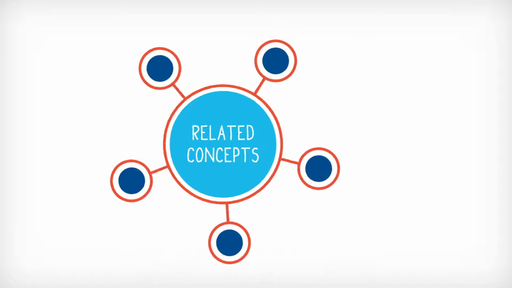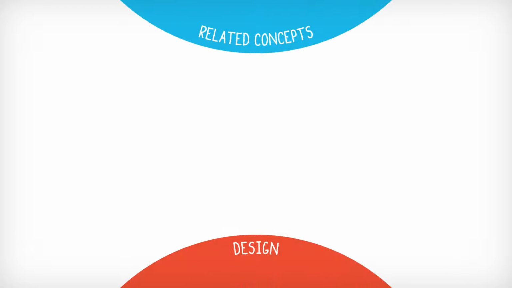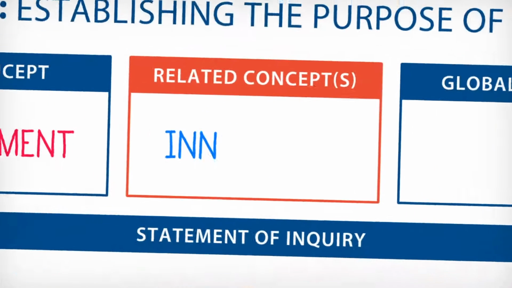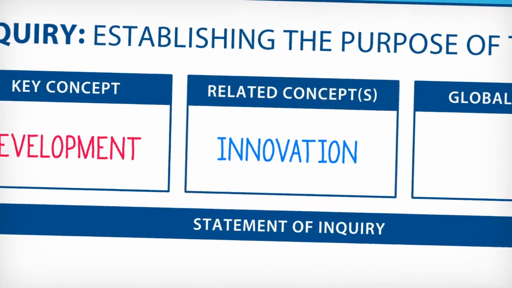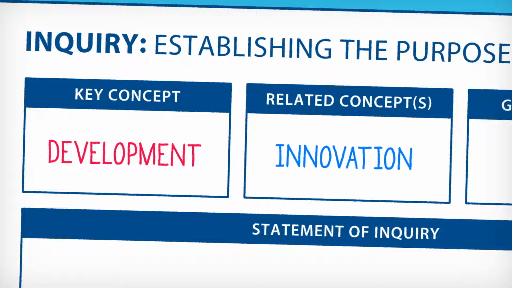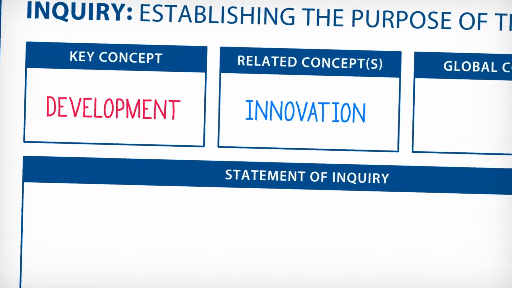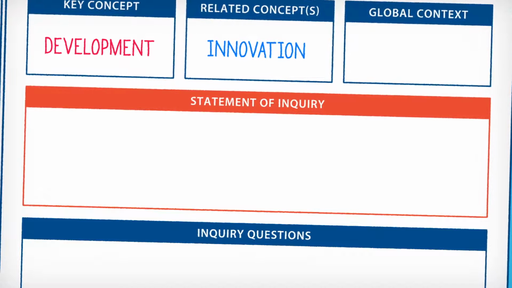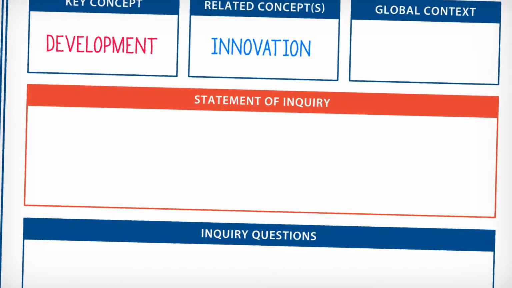a related concept. As an example of selecting a prescribed related concept, let's look at the related concepts identified for design. The design teachers might like students to begin exploring how new ideas are developed and introduced in the marketplace, so they select the related concept, innovation. At this point, the design teachers have selected 2 components of their unit's statement of inquiry. The statement of inquiry describes the unit's conceptual understanding and the context through which that idea is explored.